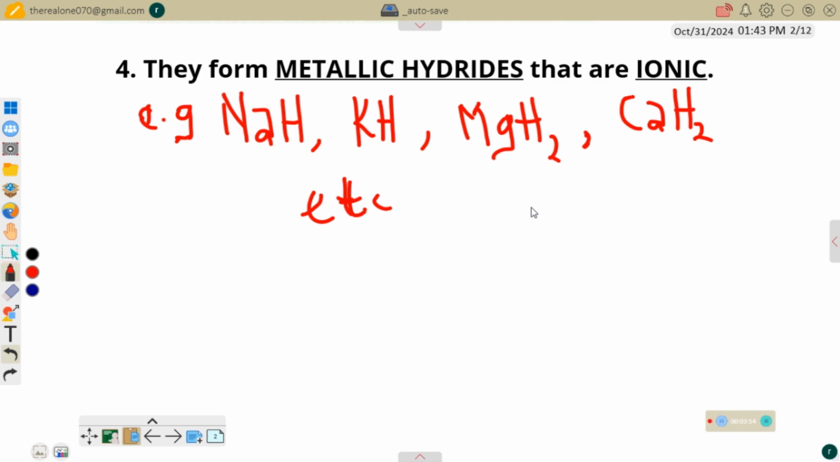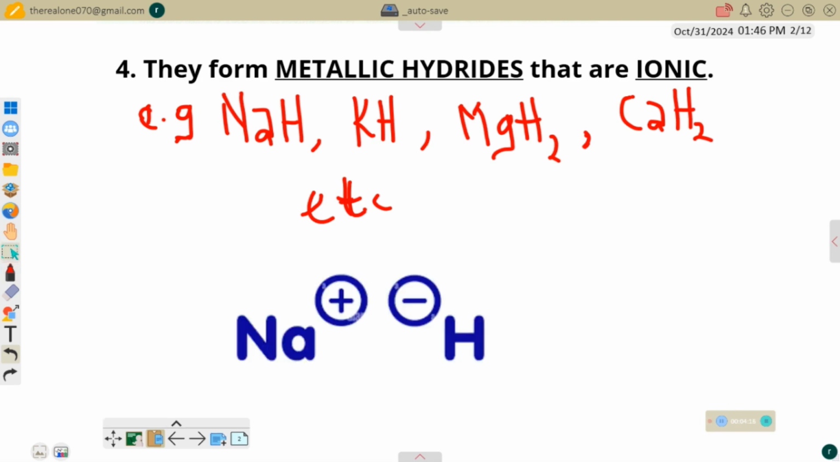Why do we call them ionic? Ionic compounds are also known as electrovalent compounds because there is complete transfer of electron. So look at sodium hydride, for instance. There is a complete transfer of electron, the outermost electron from the sodium atom to the hydrogen atom. That makes it electrovalent or ionic. So this is a good example of hydride, sodium hydride, and this is how the chemical combination takes place.